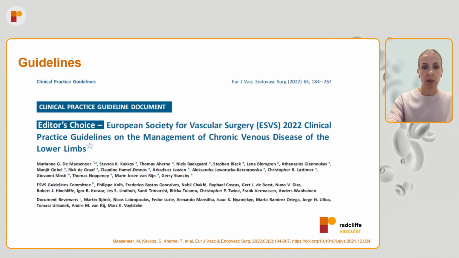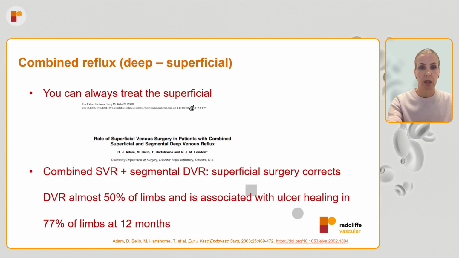So let's go on. Are there guidelines on how to continue when you have a patient that has both deep and superficial problems? The ESVS guidelines, which Dr. Wilton already talked about, is a clinical practice guideline document, and they talk about this topic in one of their chapters. So you have a lot of different types of combinations, right? You can have combined reflux, both in the deep and the superficial system. And in that case, you can always treat the superficial.